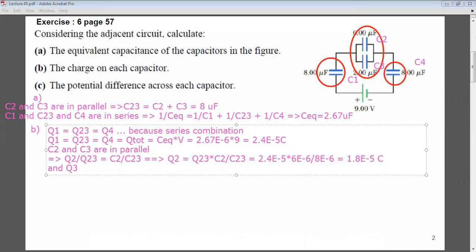Same formula, we get Q3. So Q3 divided by Q23 is equal to C3 divided by C23, which implies Q3 equals Q23 times C3 divided by C23, and this is equal to 2.4 e to the minus 5 times C3, 2 e to the minus 6, divided by 8 e to the minus 6. This gives us 6 e to the minus 6.